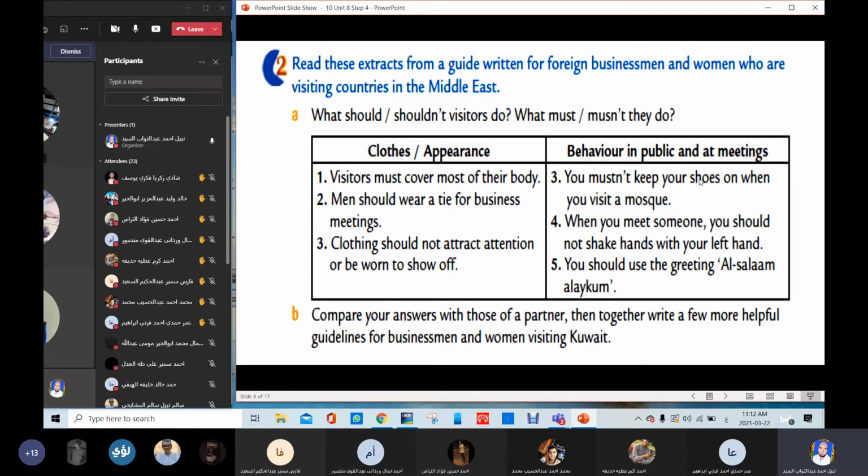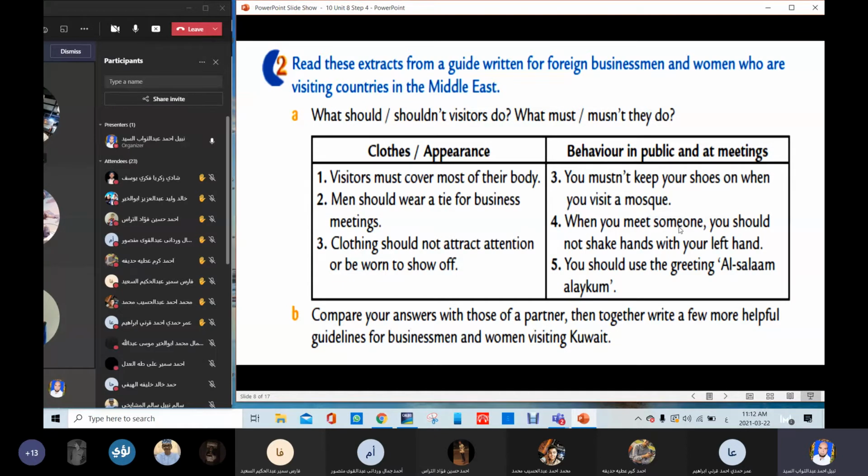You mustn't keep your shoes on when you visit a mosque. So if foreign businessmen and women would like to visit the mosque, they mustn't keep their shoes on. They must take off their shoes when they visit a mosque.